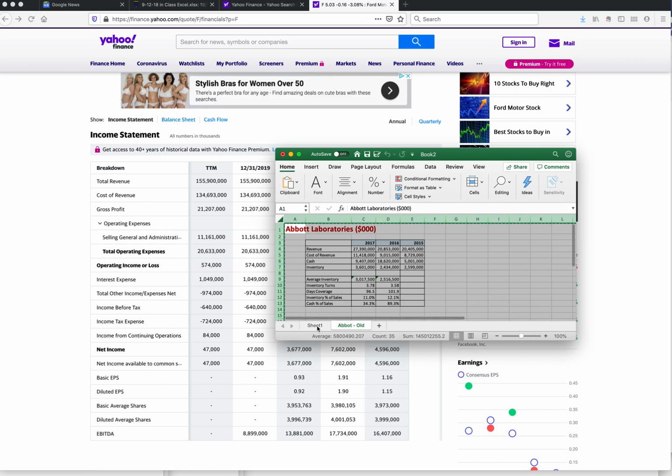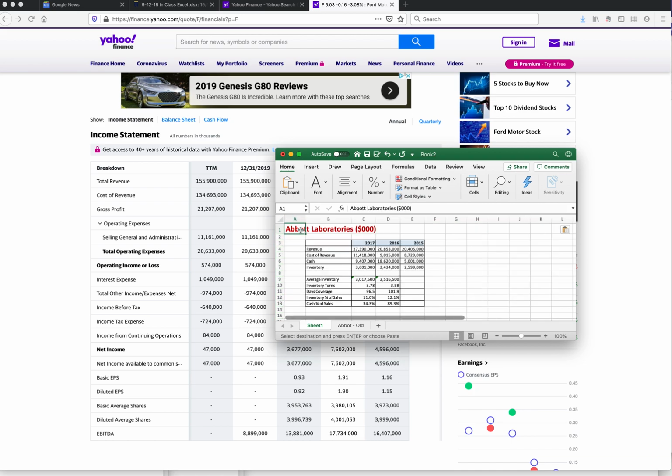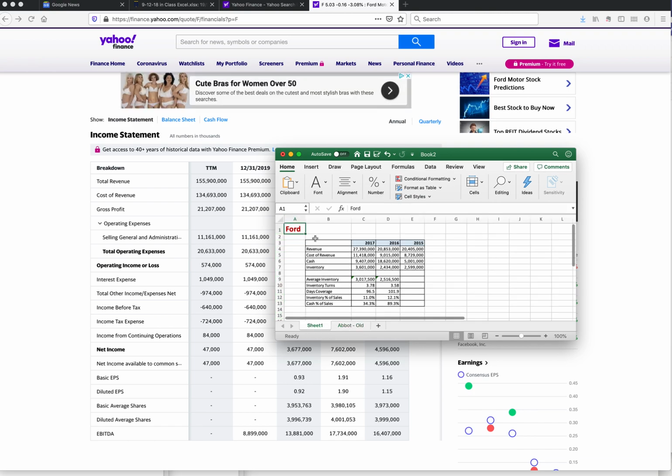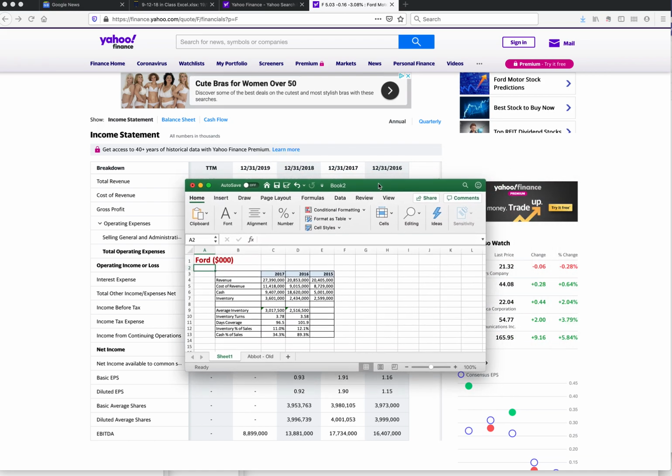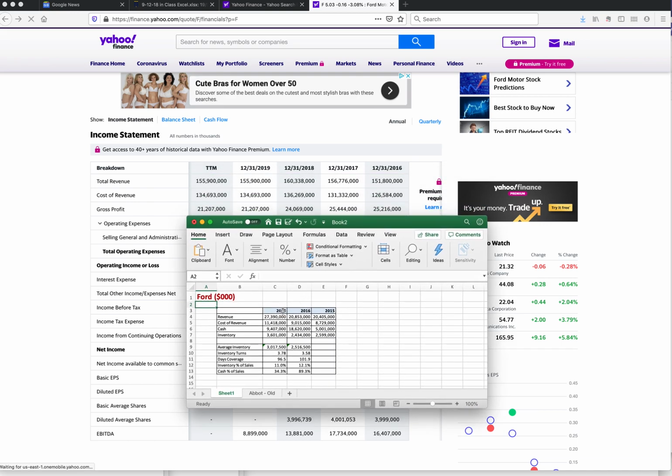I copy it and bring it over here to this new worksheet, and I paste. But instead of Abbott, I want to call it Ford. And what did we say it was? It was thousands of dollars. So I think the same thing is here. This is all numbers in thousands. Now the fiscal years ended 2019, 2018, 2017. So that's the latest data I have, so I'm going to change it.